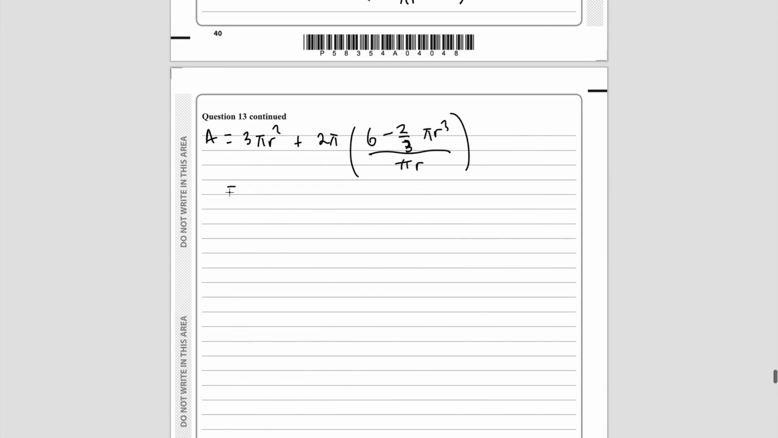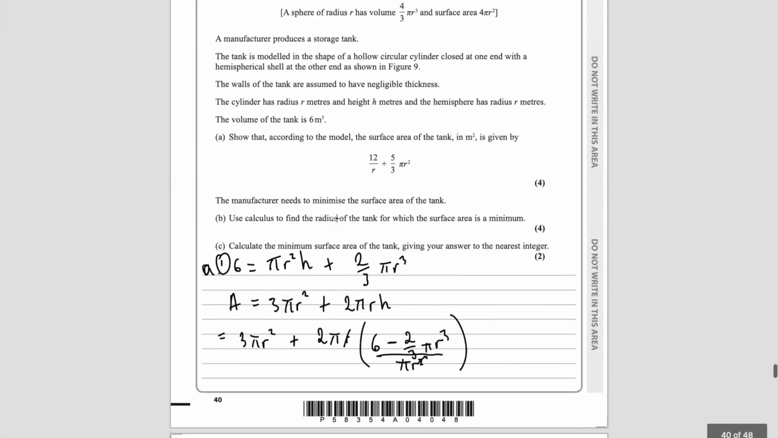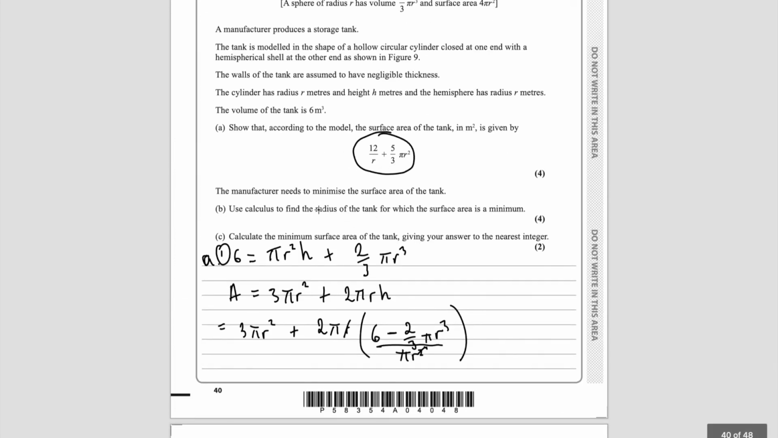And that gives us a value of 3 pi r squared, and just expanding this out, simplifying things to form 12 over r minus 4 pi r squared over 3. And collecting these terms here, what we can find out is that this area is going to equal 12 over r plus 5 pi r squared over 3. And if we take what we found there and compare it to what we found there, we know that it's identical.